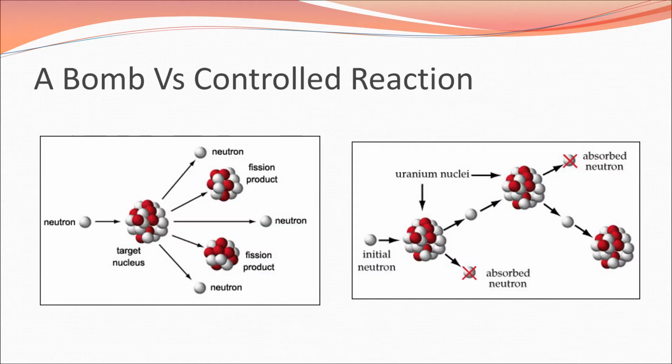So on the left hand side there we have a bomb where it's totally uncontrolled and each neutron gets released to collide with another nucleus and the reaction keeps going. But in a power station, we have those control rods to absorb the extra neutrons as we go and control how quickly the reaction goes.